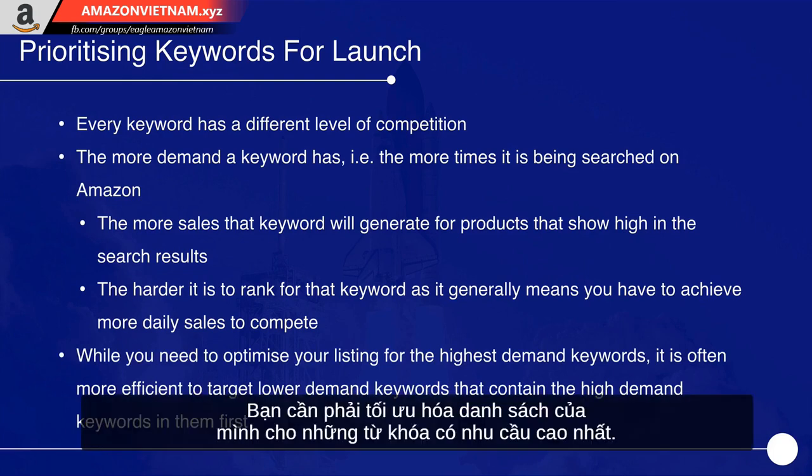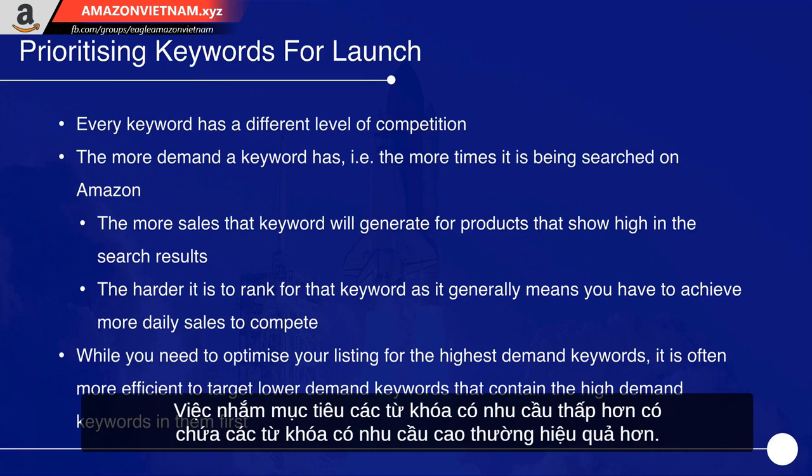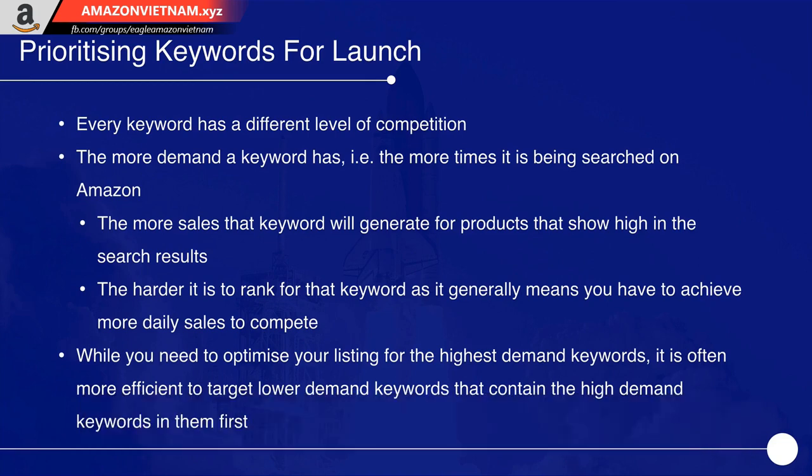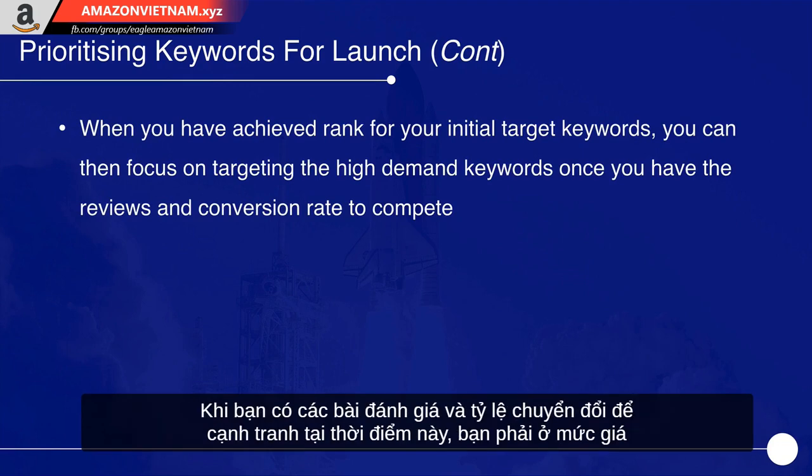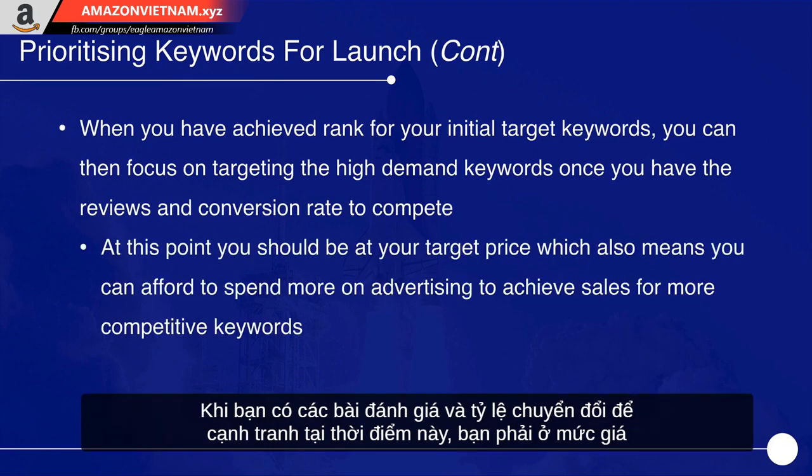While you need to optimize your listing for the highest demand keywords, it is often more efficient to target lower demand keywords that contain the high demand keywords in them first. When you have achieved rank for your initial target keywords, you can then focus on targeting the higher demand keywords once you have the reviews and conversion rate to compete.